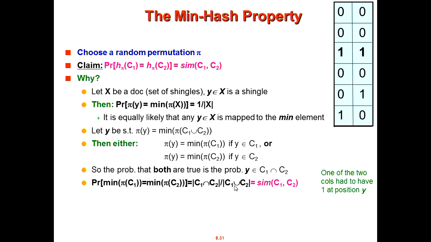There's a union. There's this number of lines, the union of the two columns, this number of lines. And so the probability is that, just do division. So this is exactly the similarity of the two columns, which is the Jaccard similarity, you see. So let's look at the connections between the Min-hashing technique and the Jaccard similarity.